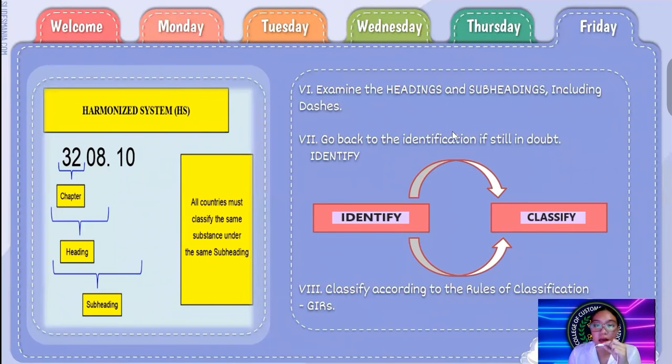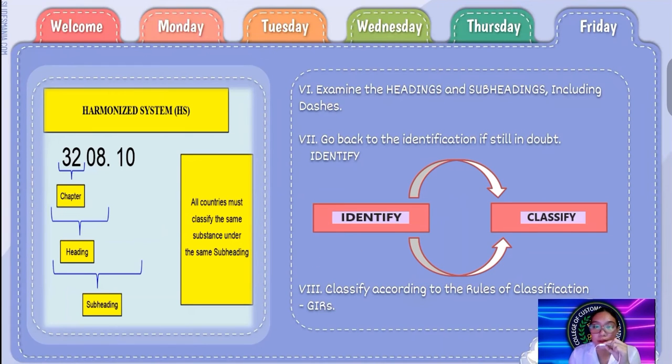So number 6, examine the headings and subheadings, including dashes. When we are classifying goods, we really need to examine the headings of the tariff and the subheadings, including the dashes. Here is an example of the Harmonized System or HS. So this is the chapter. This is the heading. This is 3208. So the subheading is 3208.10. So all countries must classify the same substance under the same subheading.